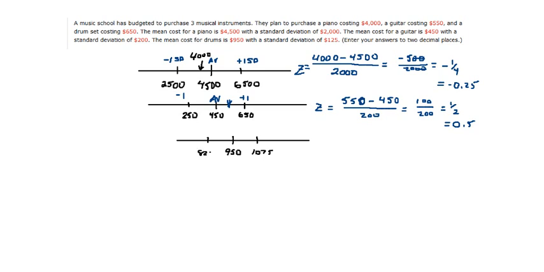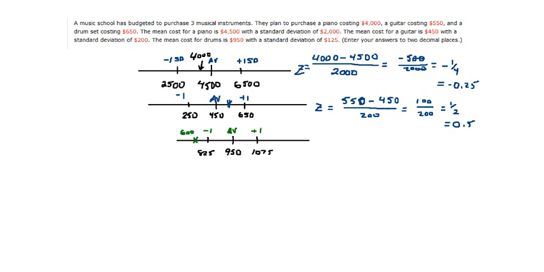The drum set we want to buy costs $600. Let's take a look at that. That's way over here, right? 600 might be way down here, where here's our average drum cost. We had 950, so if we subtract one standard deviation, that is $125, we are at $825. And if we add one standard deviation to the right, we're at $1,075.